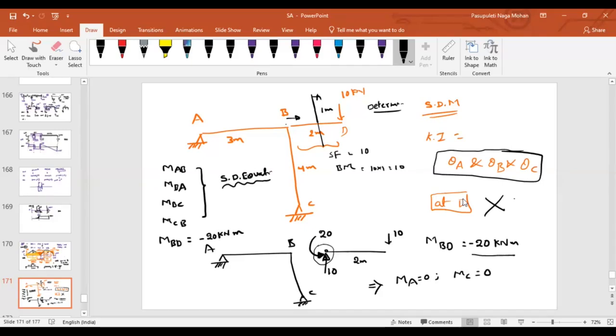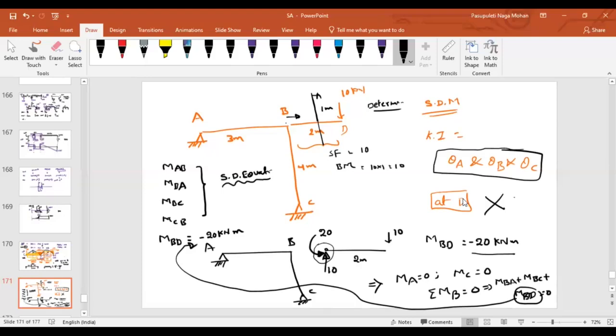At support B, as it is a rigid support, the summation of moments at support B should be equal to 0. While expressing this, at B how many members are connected? 3 members. MBA plus MBC plus MBD will be equal to 0. The only difference here is MBD. We can directly replace the MBD value by minus 20. No need to represent it using the slope deflection equations.